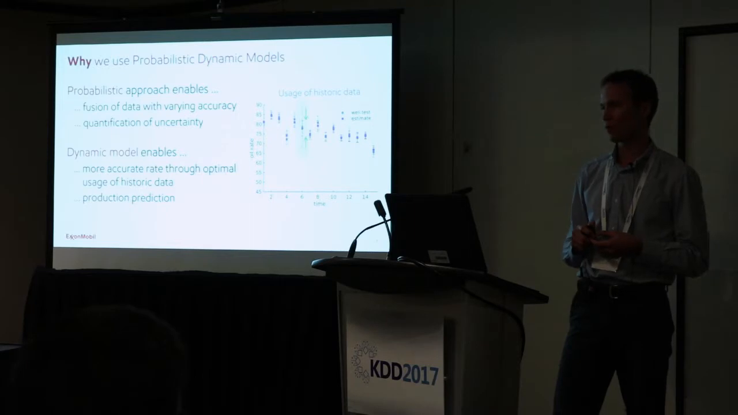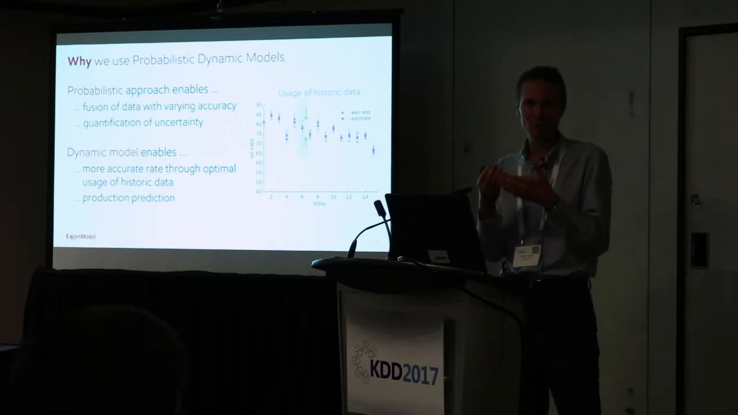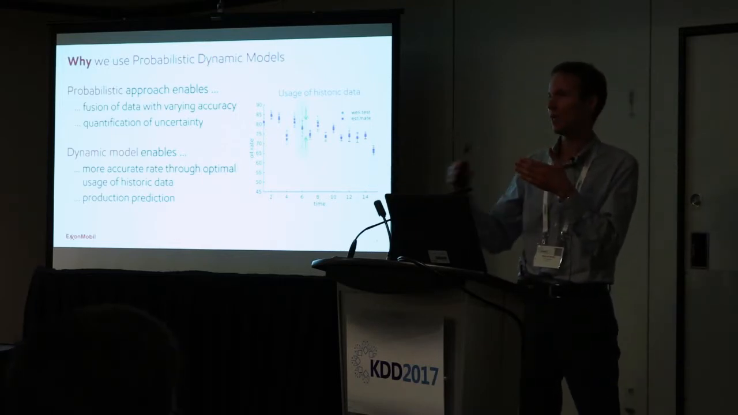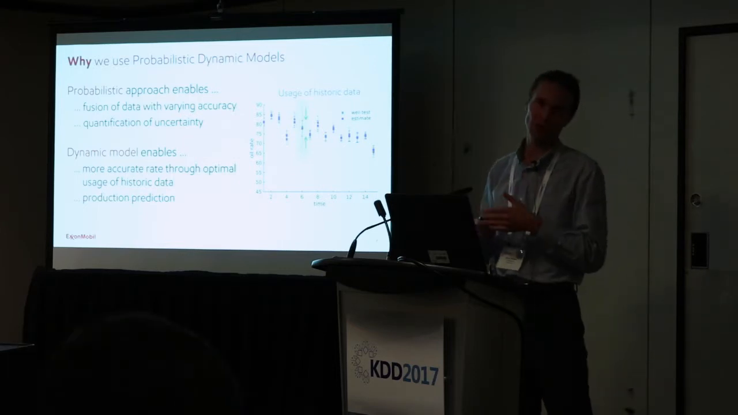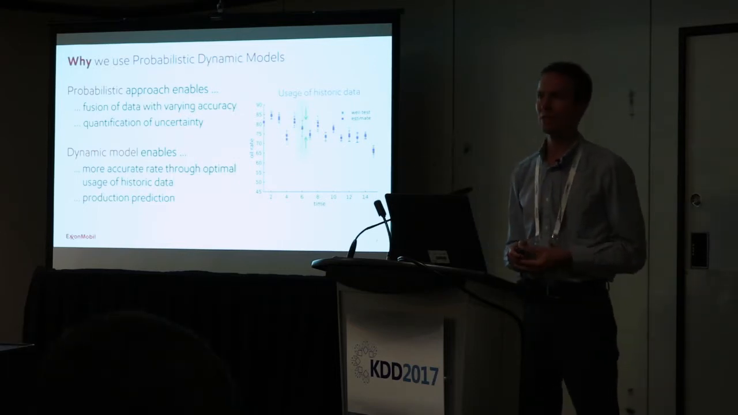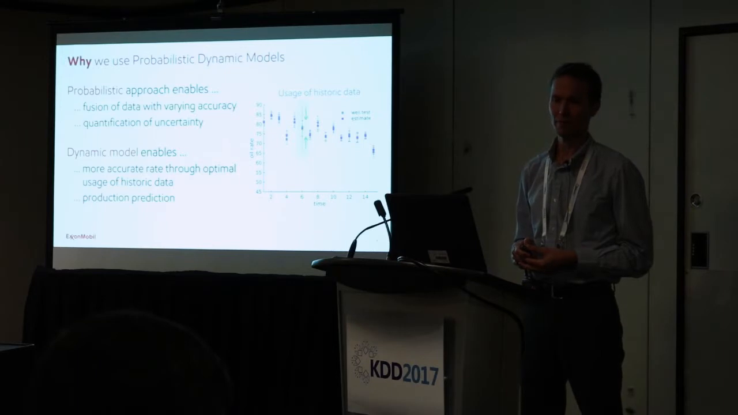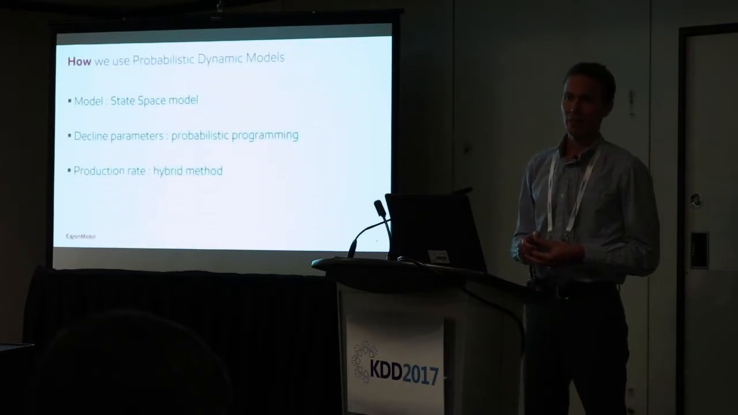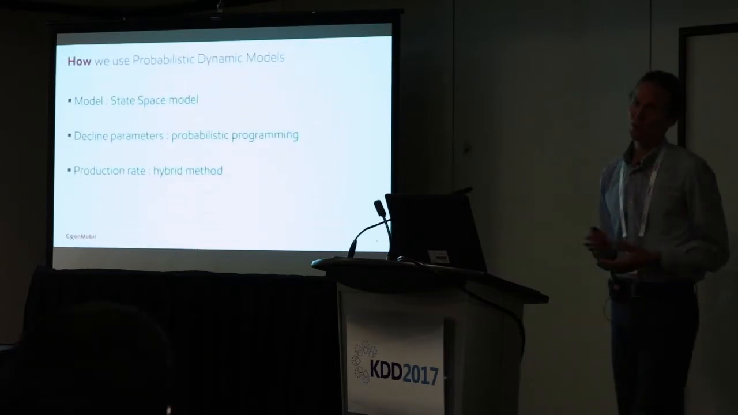Finally, we can do a production prediction. If we have a dynamic model, we can propagate into the future and then run scenarios on different interventions that we can make in the field. So this is the motivation of why we use this type of model.